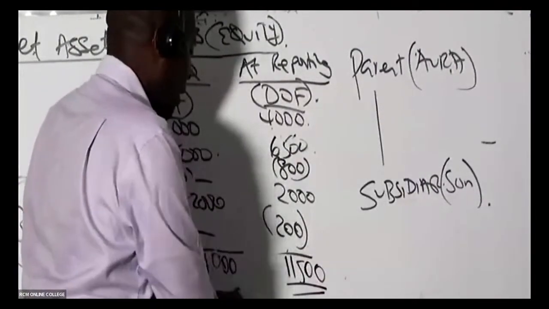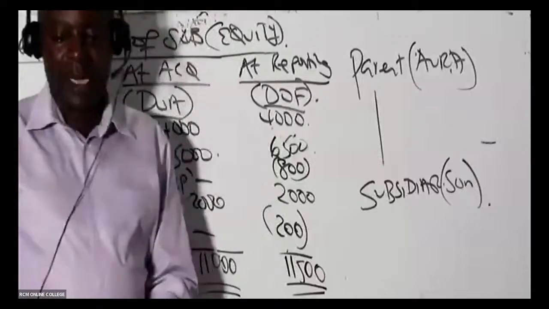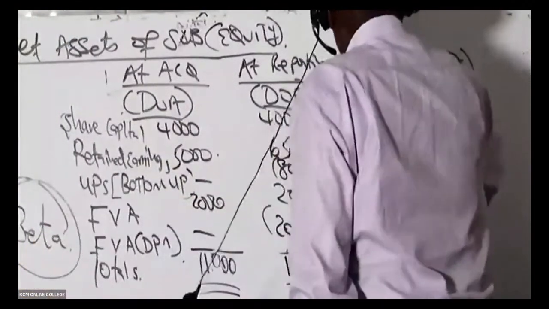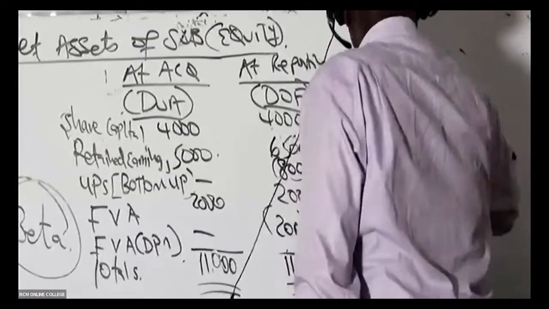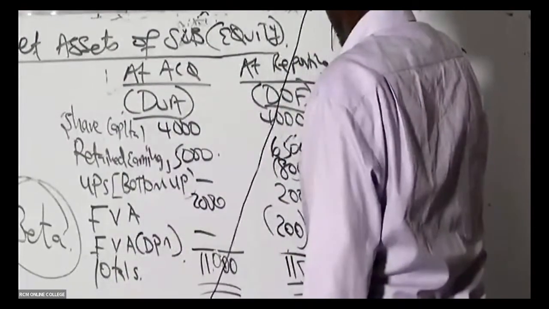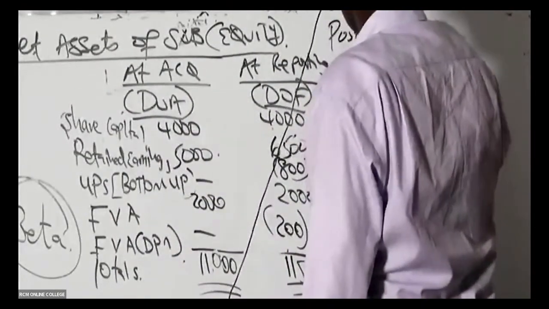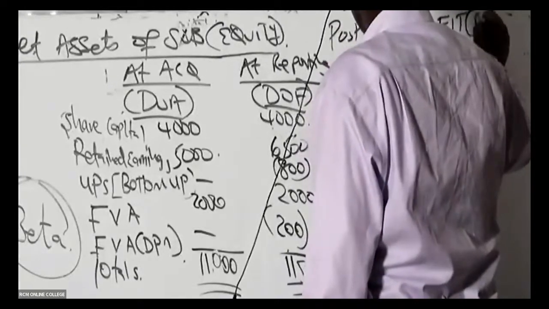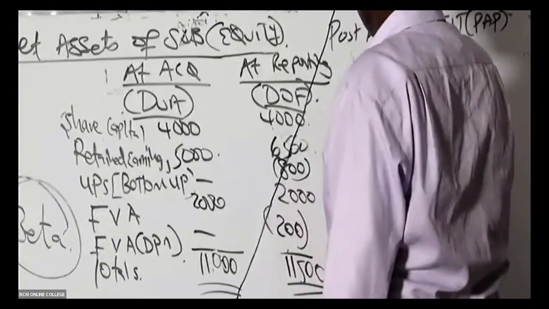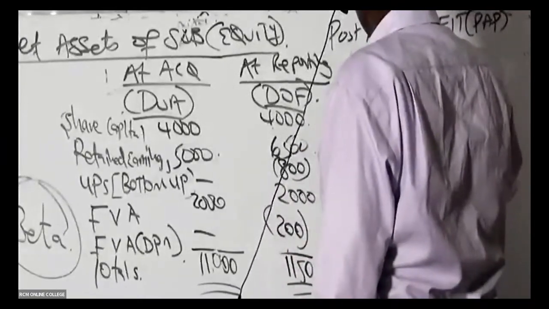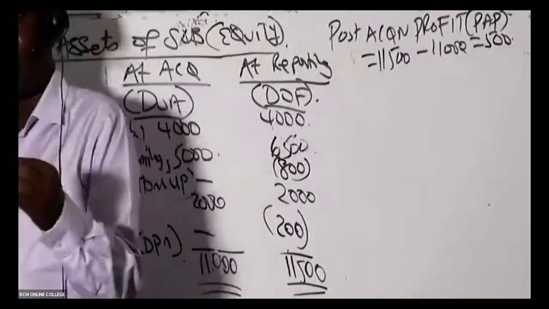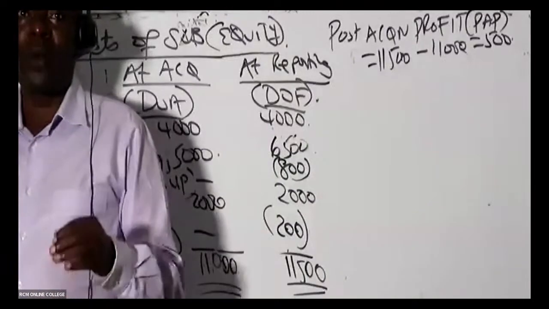So in this case here, go ahead and subtract the two. Whatever you shall get is what we call post-acquisition profit, the PAP. So PAP, you take the difference between this and this. So 11,500 minus 11,000, which gives me 500. So this is the post-acquisition profit that was generated by this subsidiary.